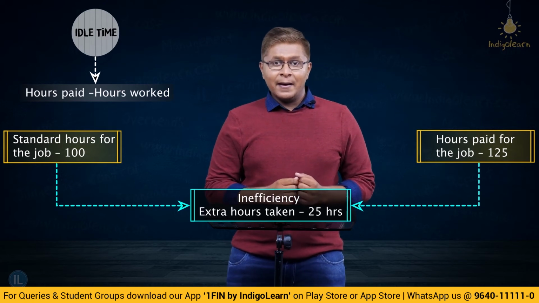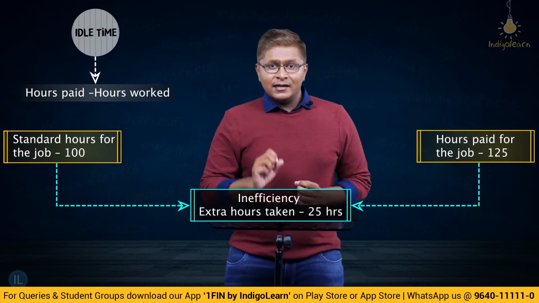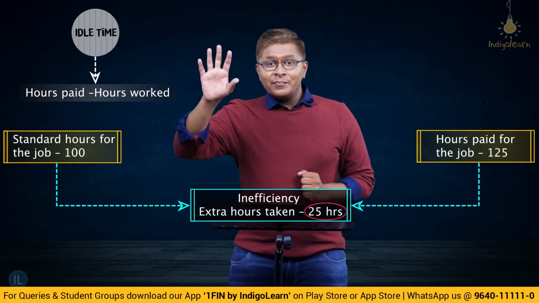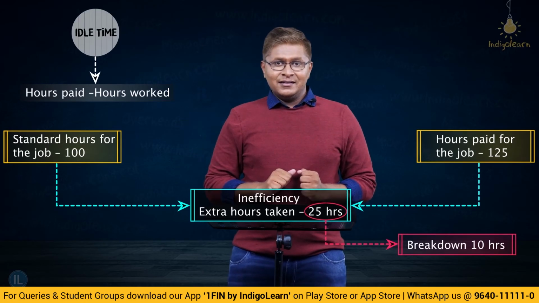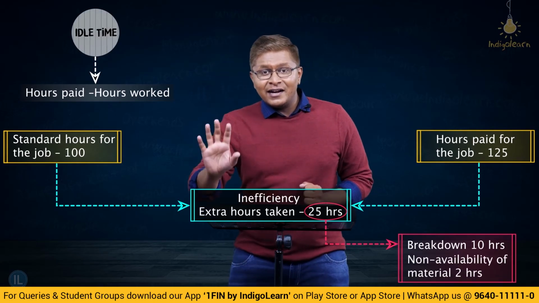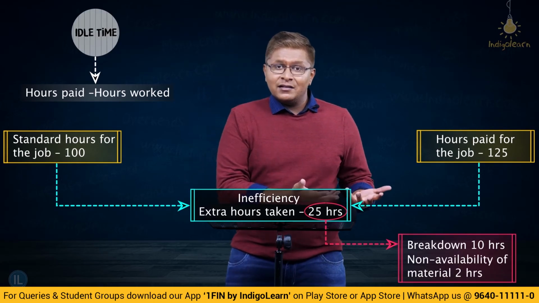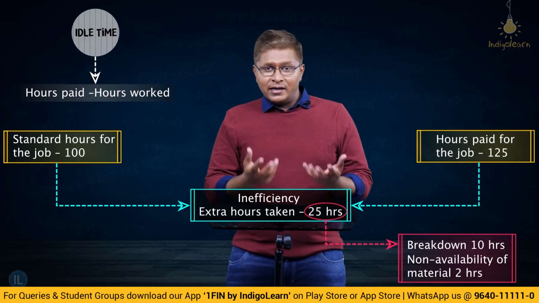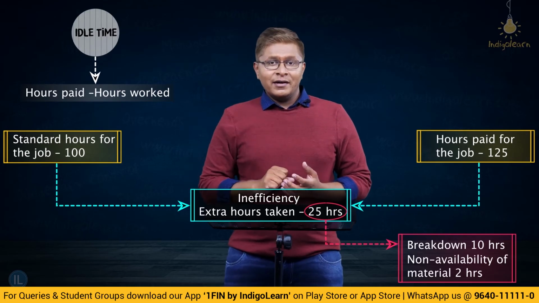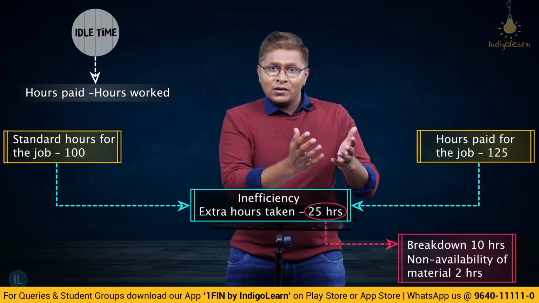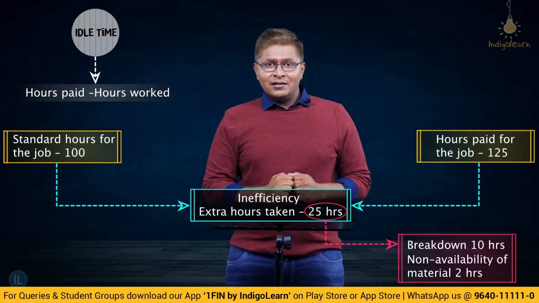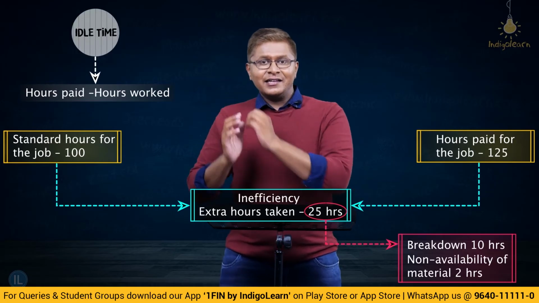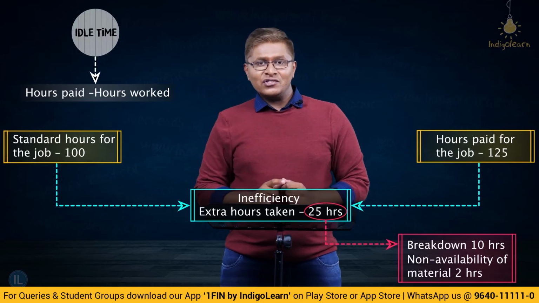these 25 hours. But if I now tell you that out of the 25 hours, for 10 hours there was a breakdown of machinery and for 2 hours the labor had to wait because the raw material had not arrived. So totally they were not working for 10 hours on account of breakdown of machinery and 2 hours on account of raw material not being available. So out of 25, 12 we have called as idle. The balance 13 is the actual inefficiency of the workers.